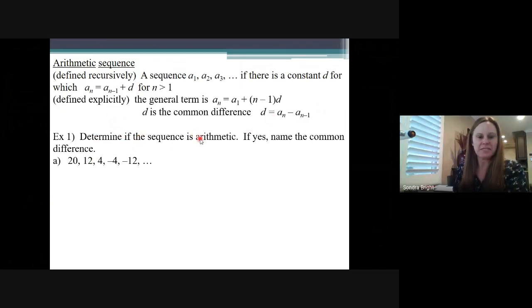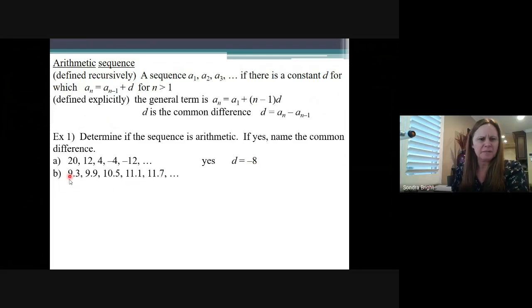All right, so let's determine if this sequence is arithmetic, and if it is, then let's name the common difference. So I'm looking at these guys and I go, all right, 20 to 12 to 4 to, okay, so what am I doing? To 20, I would add a negative 8. 12, add a negative 8. 4, add a negative 8. Negative 4, add a negative 8. For it to be an arithmetic sequence, it means that the differences between each of the terms are the same, and all of them were adding a negative 8. And so this is a yes, it is arithmetic, and your common difference is a negative 8.